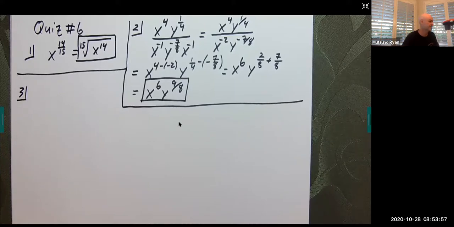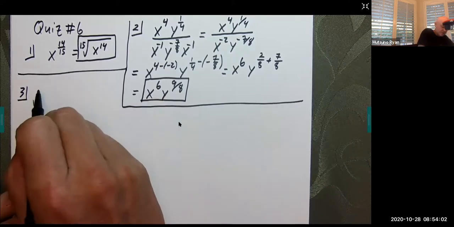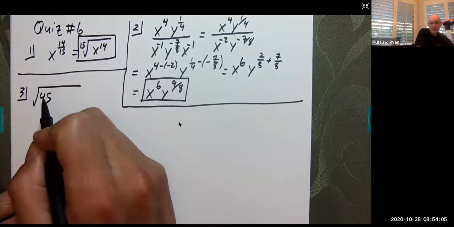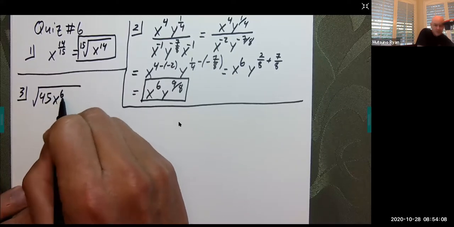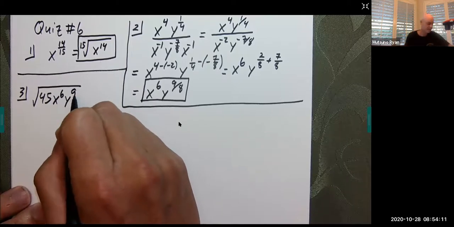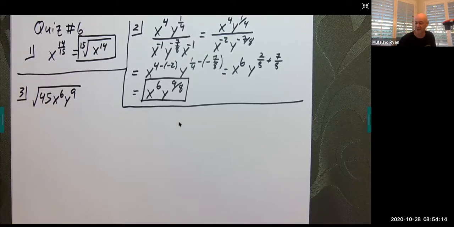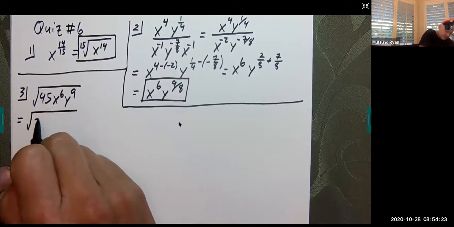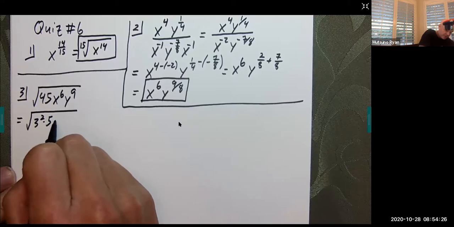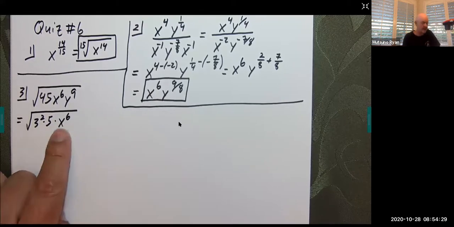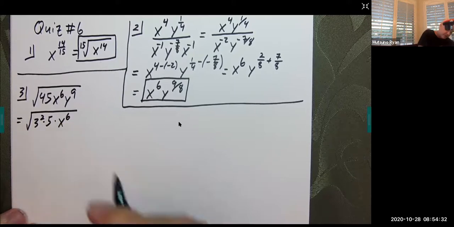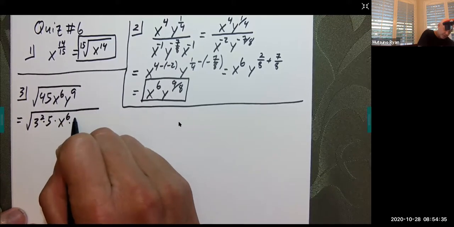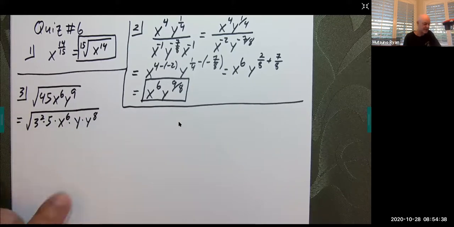Number 3, we have a simplify. I'm going to do square root 45, x to the 6th, y to the 9th. And the idea is we want to find as many perfect squares as we can here. 45 is going to factor into 3 squared times 5. X to the 6th. Basically what I'm going to do is I'm going to divide the exponent by 2. And 9 doesn't divide by 2 evenly, so I'm going to split it up so that it does here.